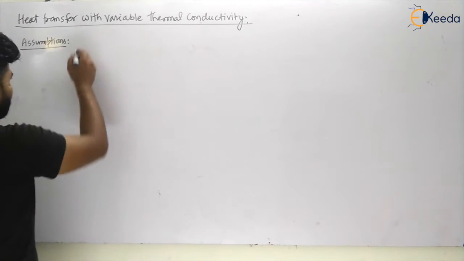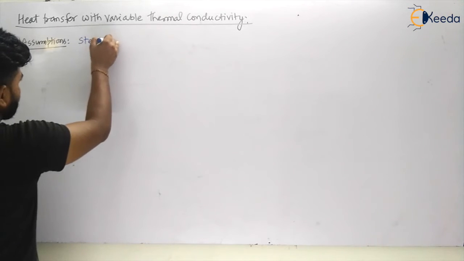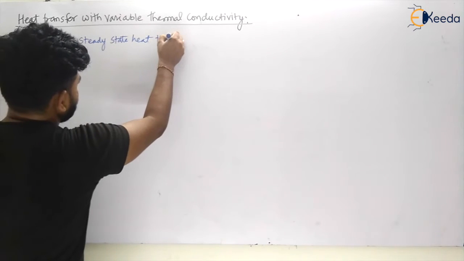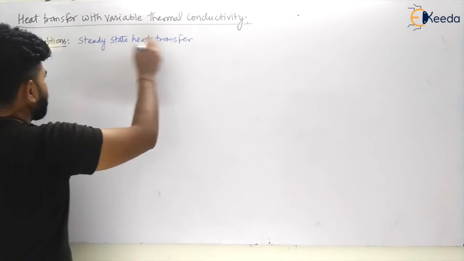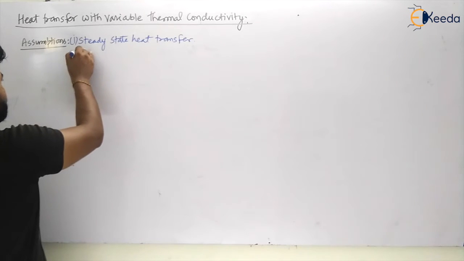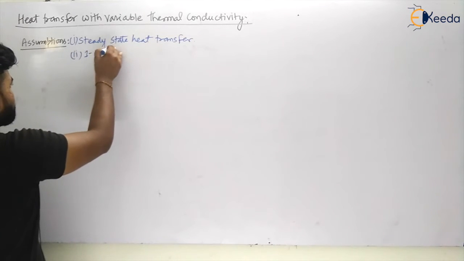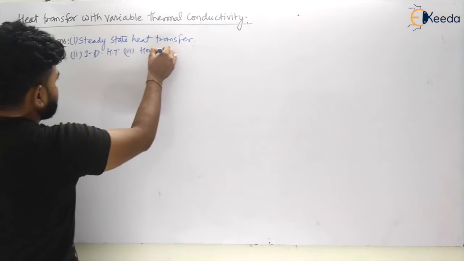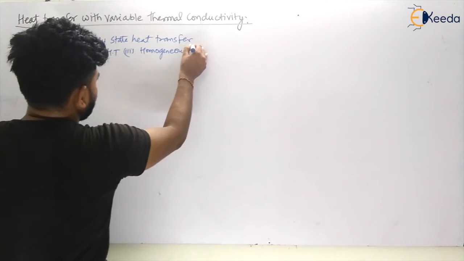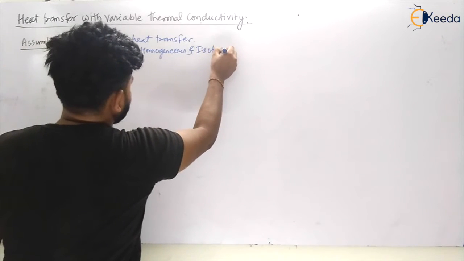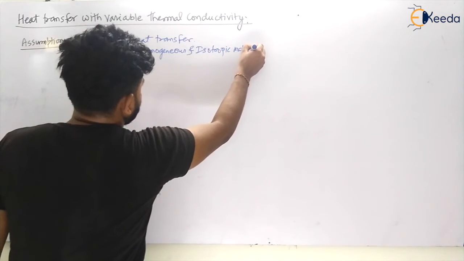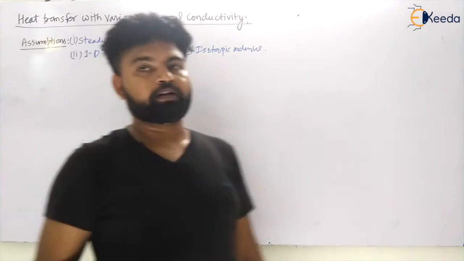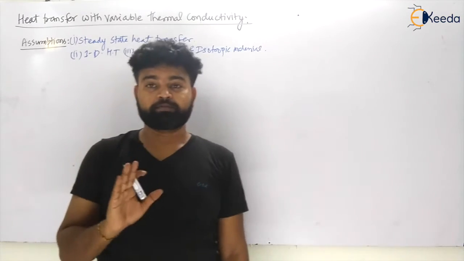So there is steady state heat transfer. And number second, one dimensional heat transfer. Number third, isotropic material, that is homogeneous and isotropic material. Number fourth one was constant thermal conductivity, but in this case this will not be there, my dear students.